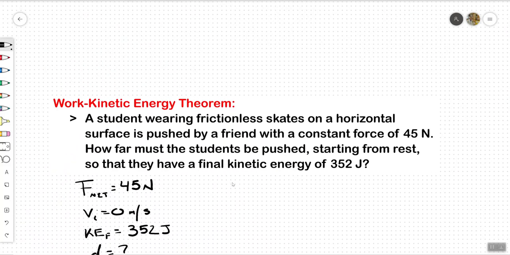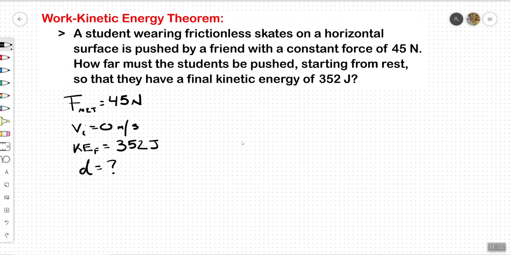Using the work-kinetic energy theorem, I can also describe the properties of an object. So in this problem, a student wearing frictionless skates, so that's good. We're not going to have to do any net force stuff because it's frictionless. On a horizontal surface, the student is pushed by a friend with a constant force of 45 newtons. How far must the student be pushed? So we're looking for distance. Starting from rest, so v initial is 0, so that they have a final kinetic energy of 352 joules.